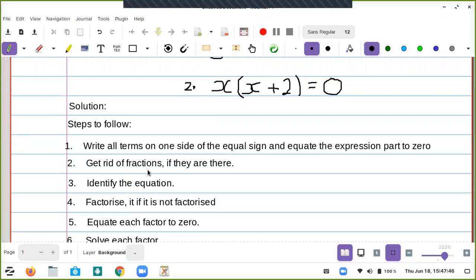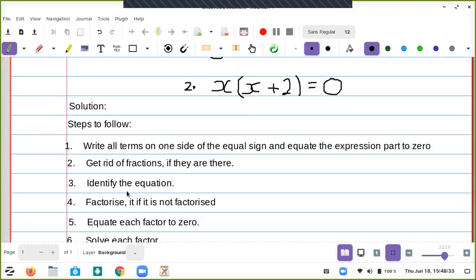How do I get rid of the fractions? I make use of the LCD, which means I multiply each term by the LCD. Now, after multiplying by the LCD, then my expression is not going to be in the form of fractions, which means the whole equation is not going to have fractions in it. It's easier on my side whenever I'm dealing with equations that have fractions. I first of all clear or get rid of the fractions so that my equation becomes easier.